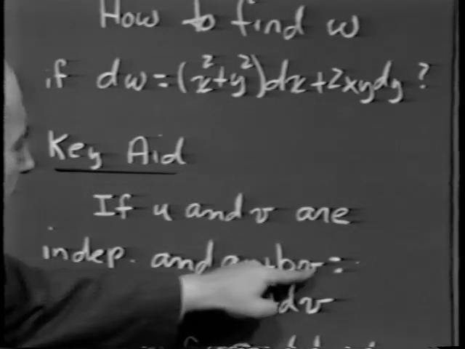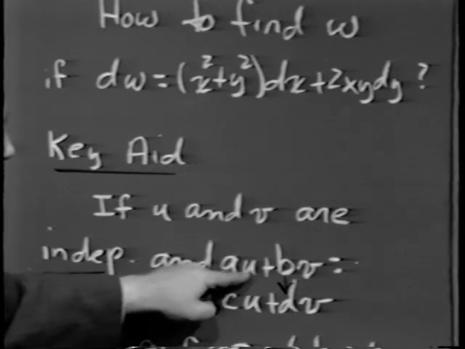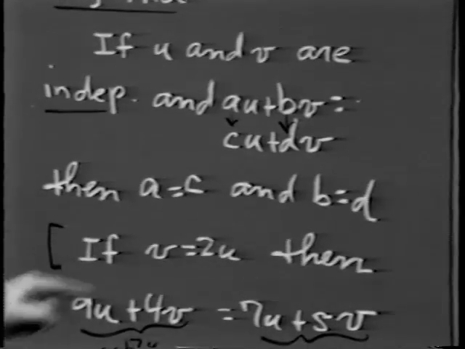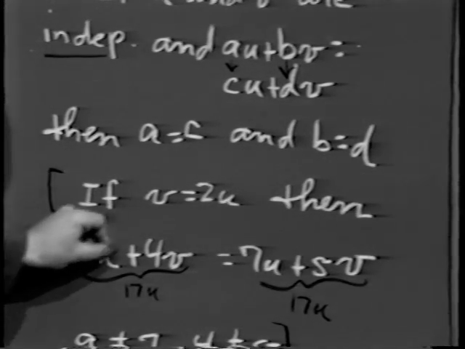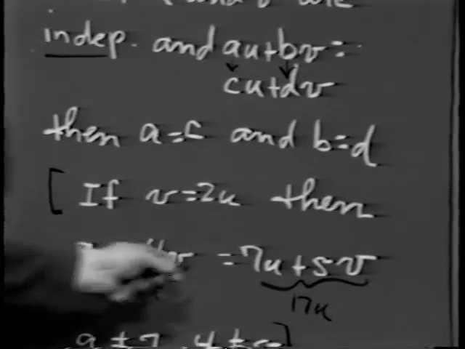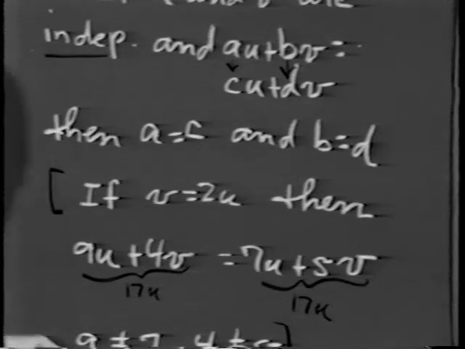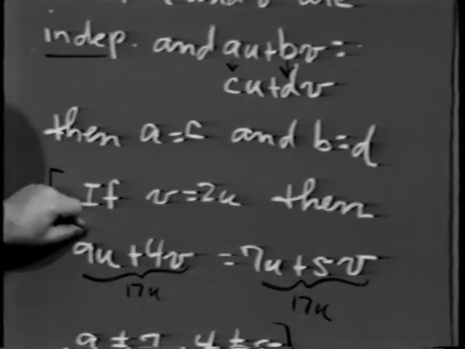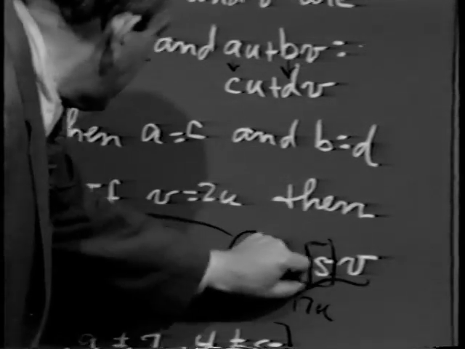But it's crucial that u and v be independent. Because if u and v are not independent, how do I know that I can have u equal to 0 when v is not 0? For example, let's suppose that v and u were dependent. Suppose, for example, that v equals twice u. Observe in this case that 9u plus 4v, since v is 2u, turns out to be 17u. On the other hand, 7u plus 5v is 7u plus 10u, which is also 17u. Notice that 9u plus 4v equals 7u plus 5v, even though the coefficients don't line up as far as being equal are concerned. You see?